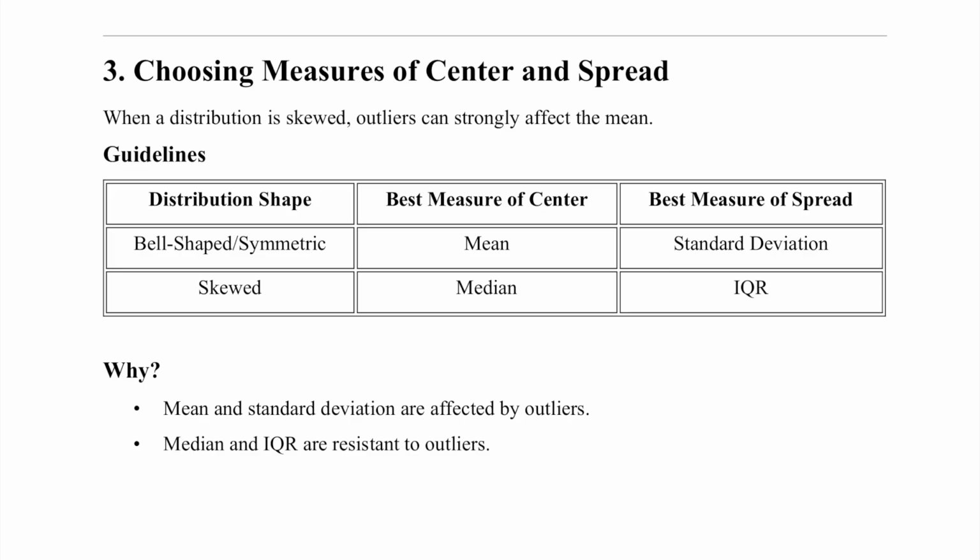A quick rule to remember is: symmetric distribution, use mean and standard deviation. Skew distribution, use median and IQR.